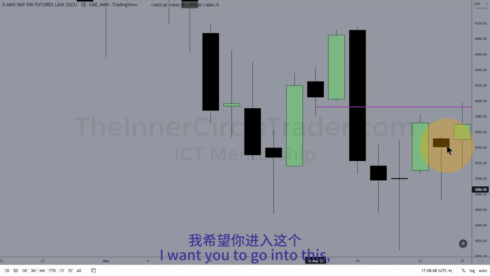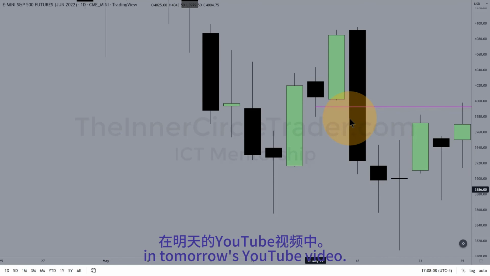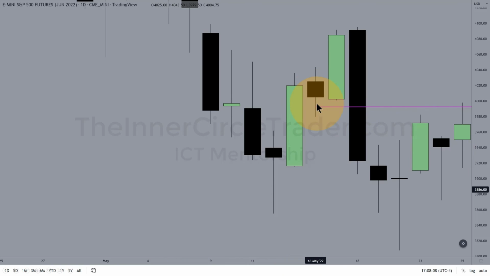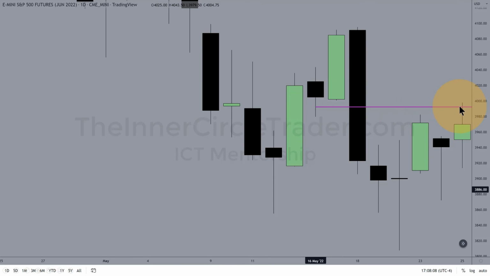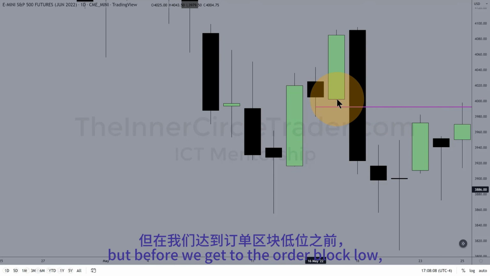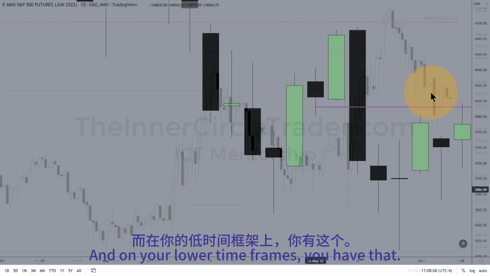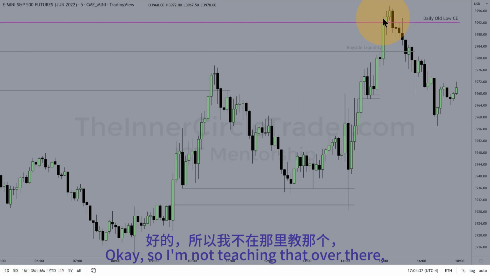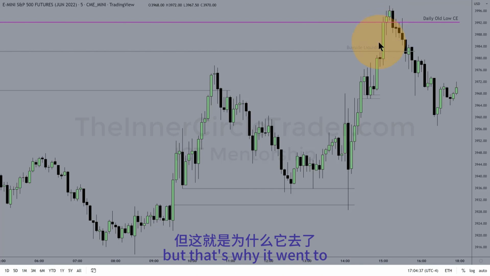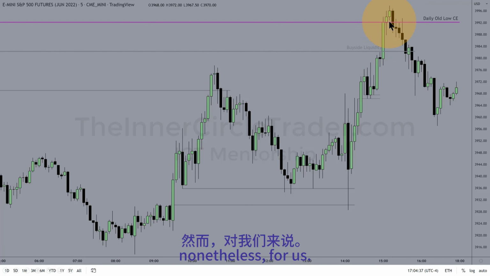I want you to go into this because I'm not teaching this on YouTube. I will talk about obviously today in tomorrow's YouTube video. So I'll be reviewing it with the free mentorship group. This tail here, consequent encroachment, extended out in time. Okay, I gave this objective here, but before we get to the order block low, we have this. So that tail, split that in half. We treat it like a gap, consequent encroachment, and on the lower time frames, you have that. Okay, so I'm not teaching that over there, but that's why it went to where it went and didn't get to the order block. It went to a premium right nonetheless for us.